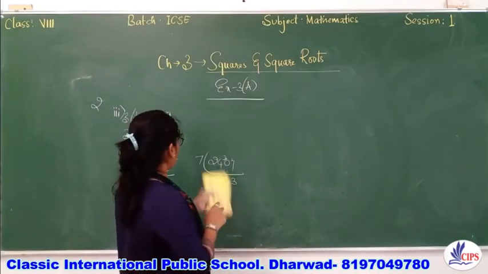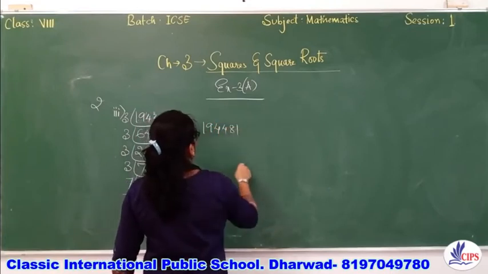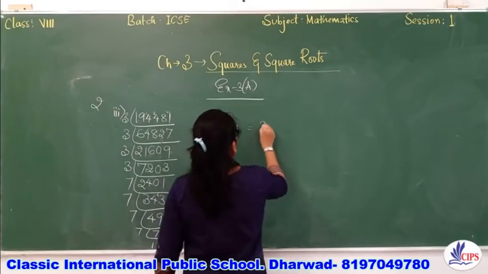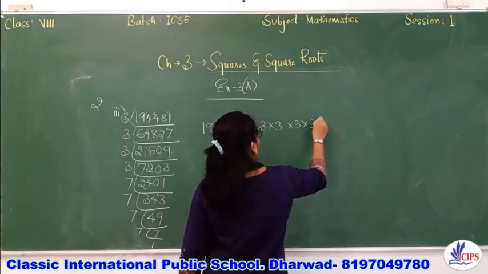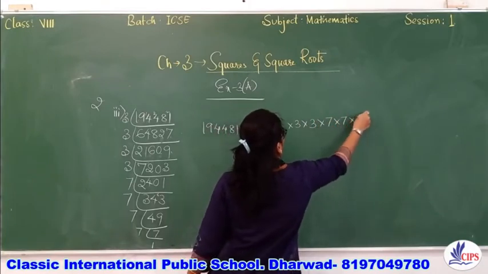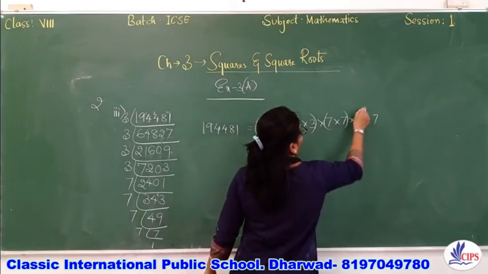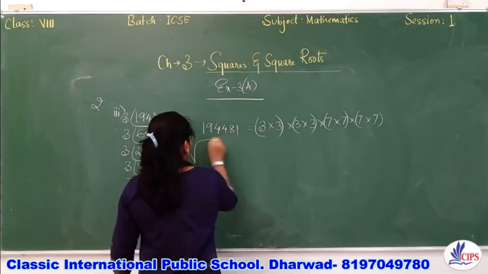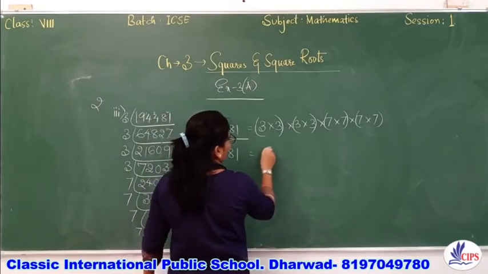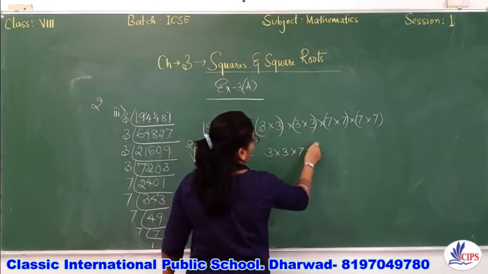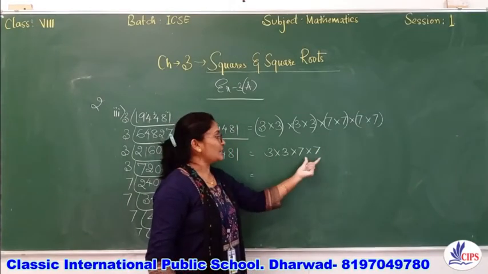So now we'll find the square root of the given number 194481, and now I'll write all the factors of whatever we have got. So 3 into 3 into 3 into 3 into 7 into 7 into 7 into 7. So we'll group these numbers in twos. Now the square root of 194481 is 3 into 3 into 7 into 7. So 3 3s are 9 and 7 7s are 49.